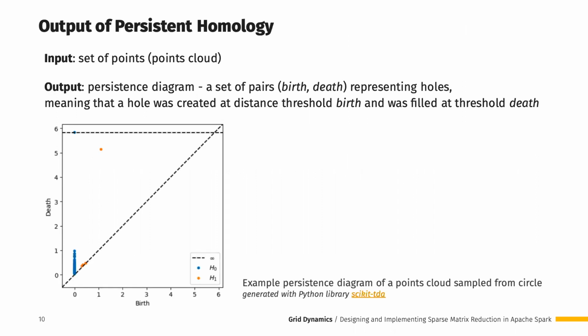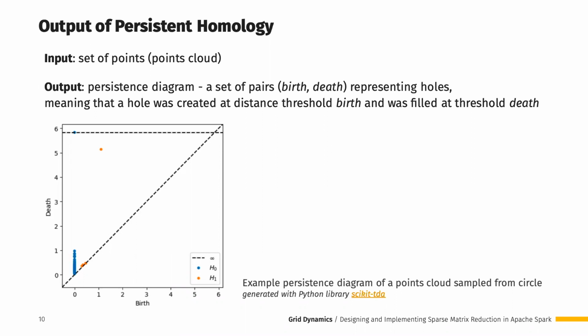So yeah, persistent homology. As an input, we get a set of points, a point cloud, and as output we get, in general, a persistence diagram, which is a set of pairs where each pair represents the birth and death of a hole, meaning that a hole was created at distance threshold birth and was filled at threshold death. It might be the case that the death is actually infinity, so the hole is never filled.